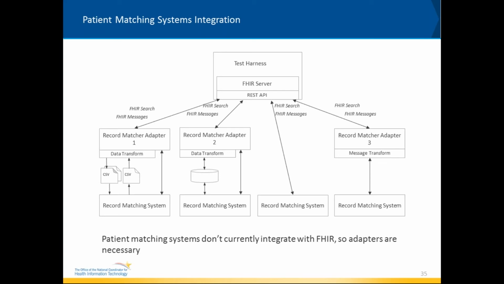Some record matching systems maintain their own database, and you would need to build an adapter for that. Obviously, you could have the record matching system that speaks the protocol natively, or you could have a system that has a different type of messaging interface. You could imagine it doesn't speak FHIR, but it speaks its own XML RESTful protocol or SOAP type protocol. So there may be some sort of adapter that is necessary there. Next slide, please.